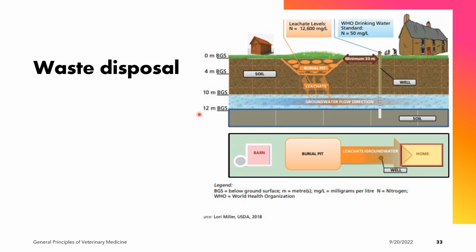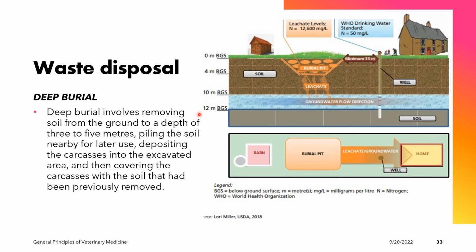So we have here another method by which the dead carcasses can be disposed, which is deep burial. This is again according to the FAO. Deep burial involves removing the soil from the ground to a depth of 3 to 5 meters, piling the soil nearby for later use, depositing the carcasses into the excavated area, and then covering the carcasses with the soil that had been previously removed, as shown in the figure.